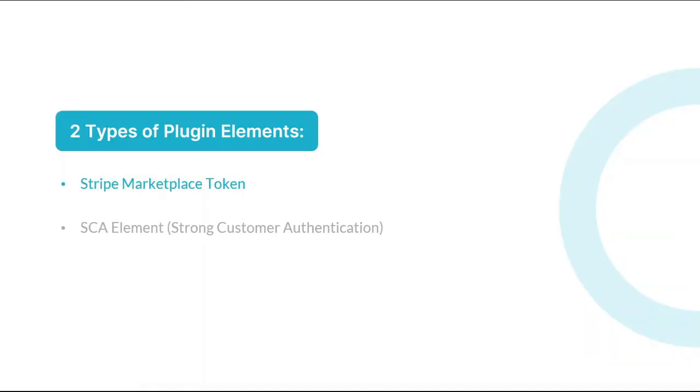So the Stripe Marketplace Express plugin has two types of elements. First, the Stripe Marketplace token element and the SCA element, which stands for Strong Customer Authentication. And we'll discuss them both to get an understanding of what they do.